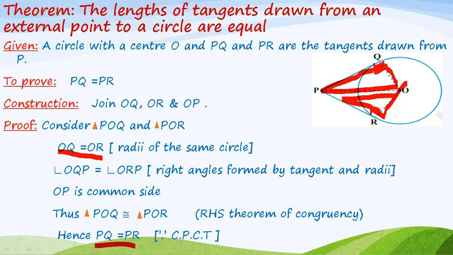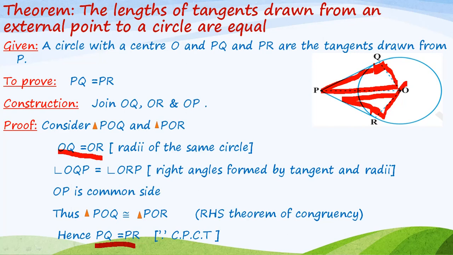This theorem states that the lengths of tangents drawn from an external point to a circle are equal. First we draw a circle with center O. PQ and PR are the two tangents drawn from external point P. This is the data. We have to prove PQ is equal to PR. Construction: join OP, OQ and OR. Next, proof. First we consider two triangles.